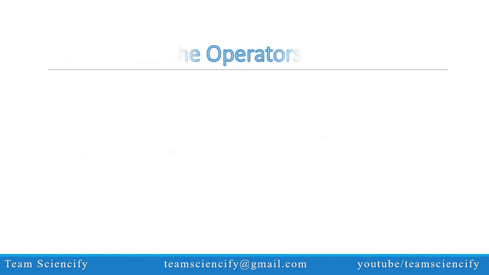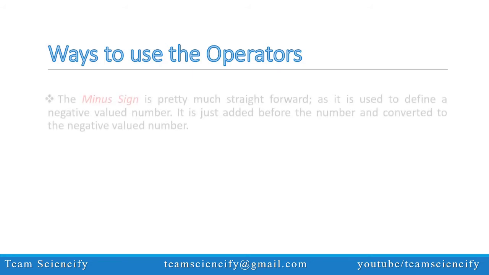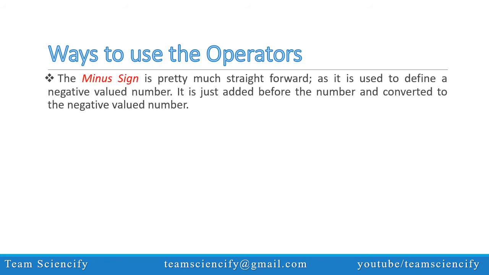The minus sign is pretty much straightforward as it is used to define a negative valued number. It is just added before the number and converts it to a negative valued number. Syntax: int num = -24.